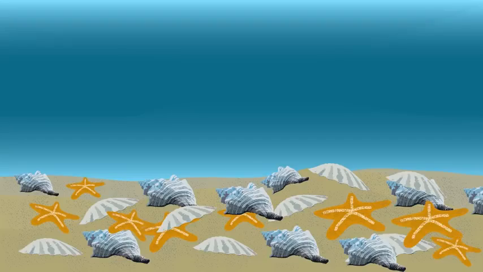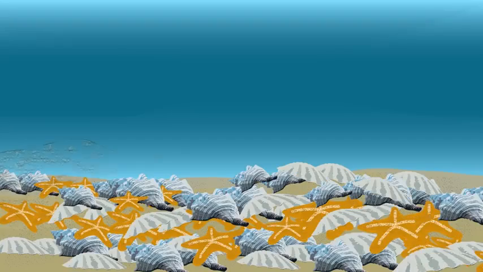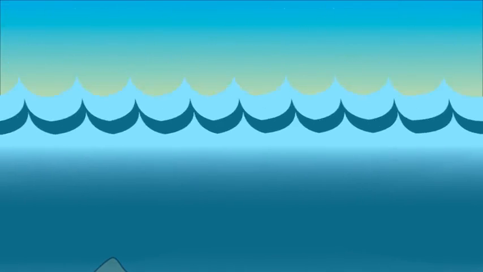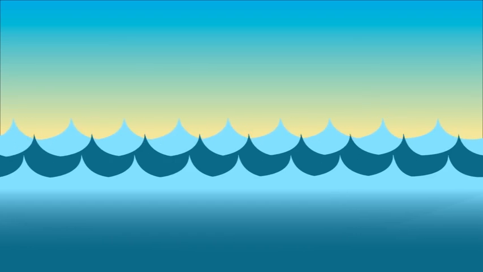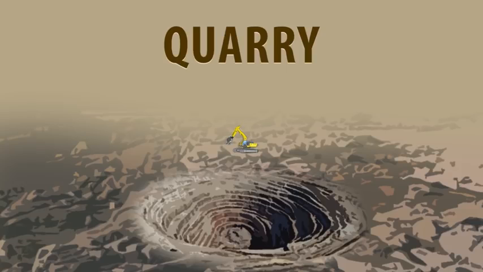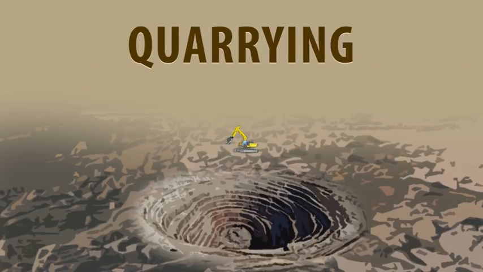We know that limestone is formed from the compression of shells and skeletons of many dead marine organisms. This means that limestone is found where there used to be large bodies of water. This also means that limestone must be mined. A quarry is an open mine, and quarrying is the process by which limestone is mined.